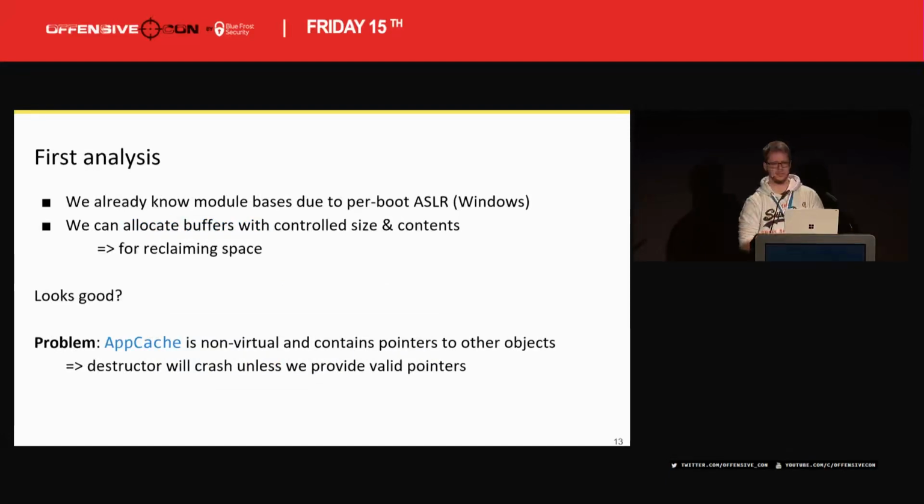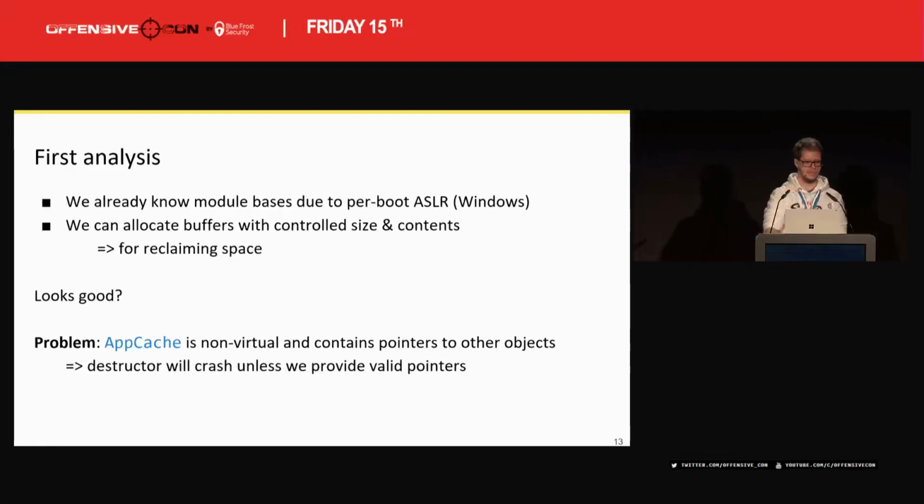So our first analysis was that, okay, this seems pretty trivial. We have no ASLR because it's Windows, and the modules will be in the same place as they are in the renderer. We also found very quickly a primitive to allocate arbitrary data, and we could reclaim the app cache object with that. But the problem is, app cache is not a virtual class, so we can't just hijack the vtable. And also it contains pointers to other objects that will be dereferenced in the destructor, so we cannot survive the destructor without faking these pointers.